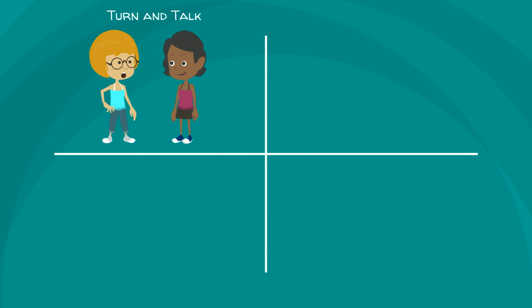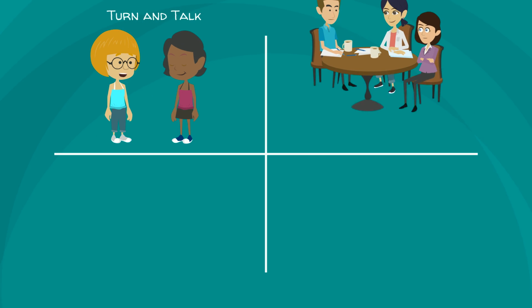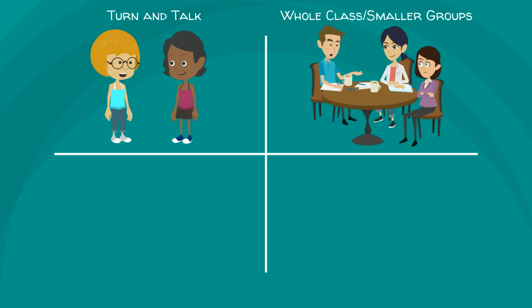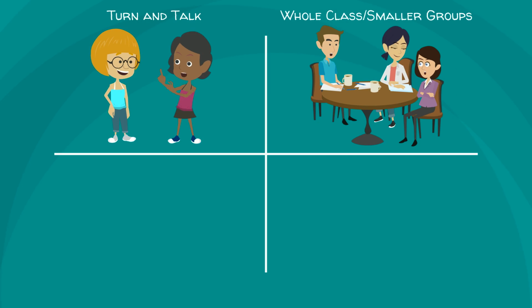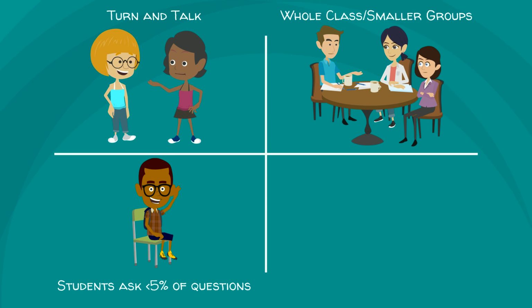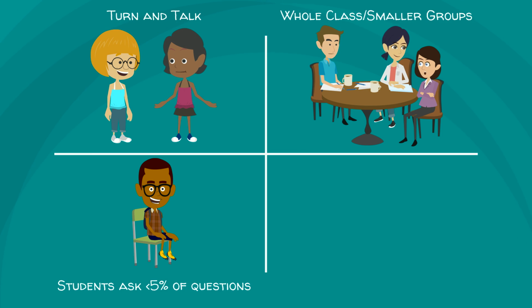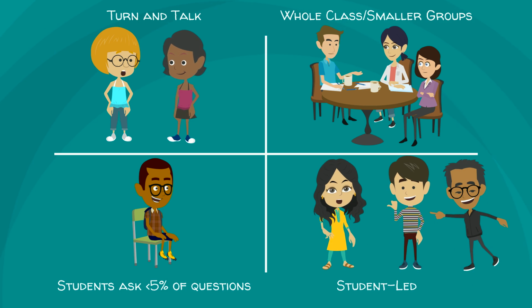An effective discussion goes beyond turn and talk, but that is a good start. Discussions can involve the whole class or smaller groups. Although research reports that students ask less than 5% of the questions in elementary and secondary classrooms, questioning and discussions do not always need to be led by the teacher. In fact, discussions may be more powerful if they are student-led. It is important to encourage all learners to ask and answer questions.